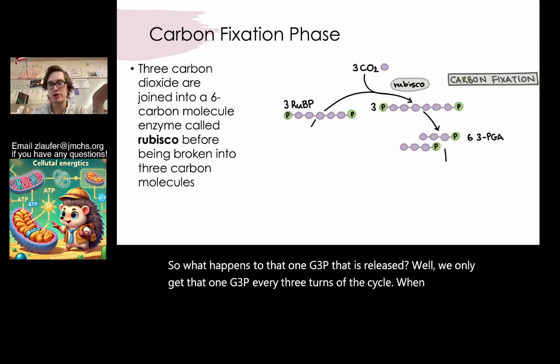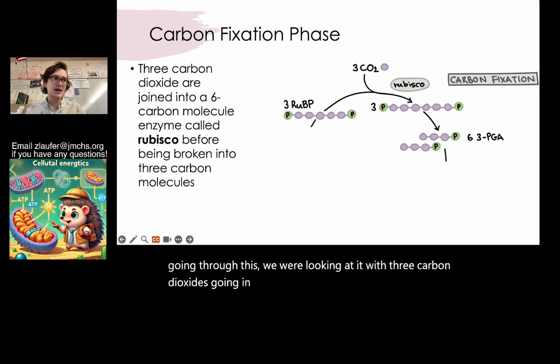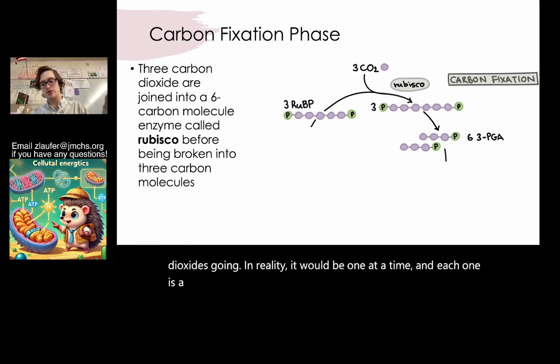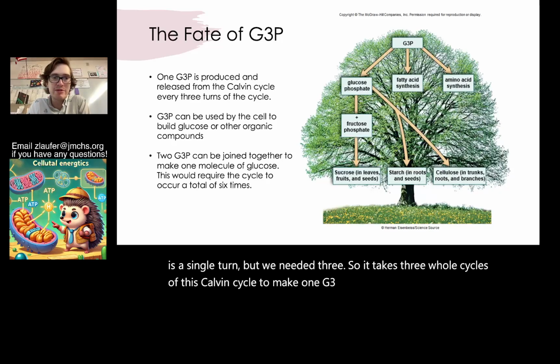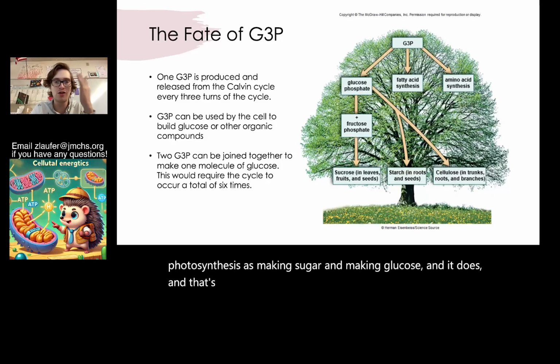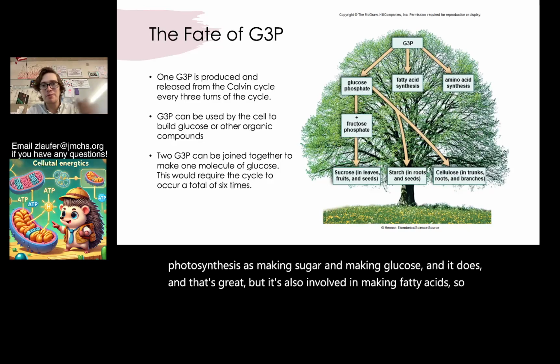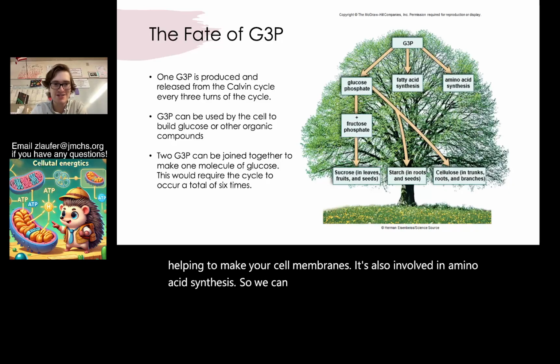When we were going through this, we were looking at it with 3 carbon dioxides going in. In reality, it would be 1 at a time, and each one is a single turn, but we needed 3. So it takes 3 whole cycles of this Calvin cycle to make 1 G3P. But after it's made that G3P, it's going to be used for a ton of stuff. We tend to just think of photosynthesis as making sugar and making glucose, and it does, and that's great. But it's also involved in making fatty acids, so helping to make your cell membranes. It's also involved in amino acid synthesis, so we can use it to help make amino acids.